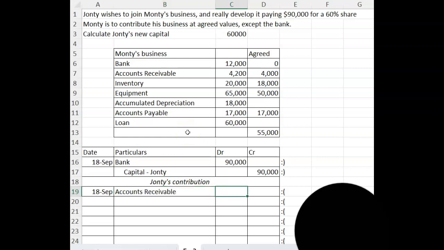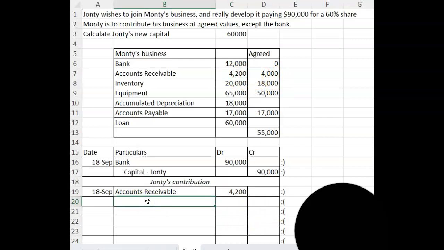Now, accounts receivable is an outlier. It's different than the others. We bring that through at the original value. And the difference is going to be allowance for doubtful debts. So that's because 4,200 is owed to us. We only think we're going to get 4,000, but there's still a possibility of that 200. So we're going to bring that in a little bit later.